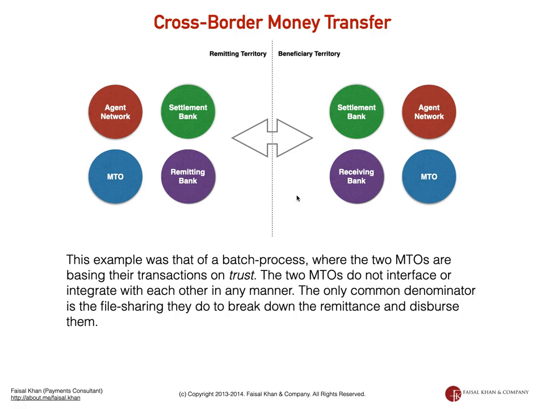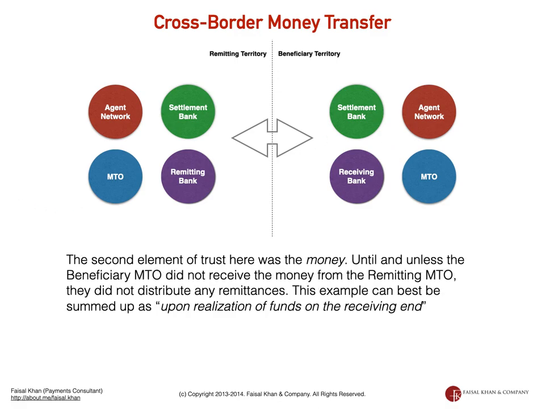But do remember there is a pre-fund that has happened over here, and we'll talk about that. But in the example I showed you, it was a Swift transfer. So now we'll show how the pre-fund works. The second element of trust here was the money.